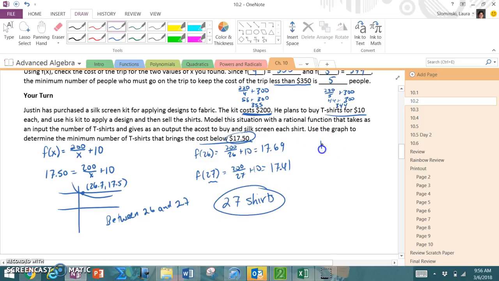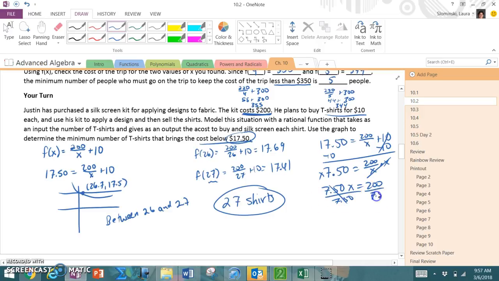Now we've been asking you to solve it graphically, but before I sign off here, I do want to show you that this is a problem that you could just solve algebraically for x. I would subtract 10 from both sides. I get 7.50 equals 200 over x. Now because the x is in the denominator, I'm going to get rid of that fraction by multiplying both sides by x, divided by 7.50, and you'll see that I get x equals 26.7. So I get that same answer whether I solve graphically or algebraically, and sometimes I think solving these algebraically is just as easy. But you would have to sell 27 shirts to keep the cost below $17.50.